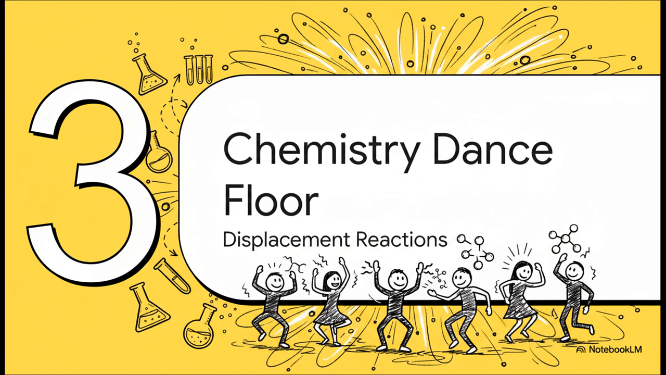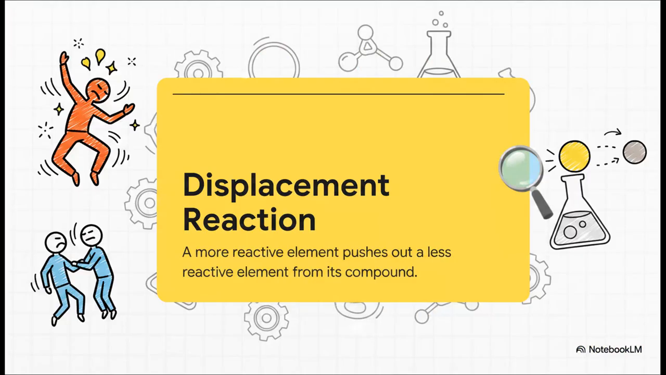Right, part 3, the chemistry dance floor. Now we know who the energetic players are. Let's take them to the chemistry dance floor. This is all about displacement reactions. In a displacement reaction, a highly energetic element literally pushes out a less reactive element from its compound. Think of it exactly like an overenthusiastic dancer cutting in on a slower couple on the dance floor.